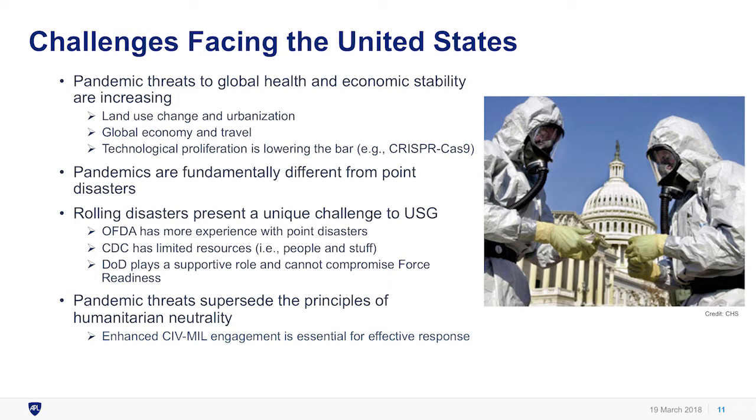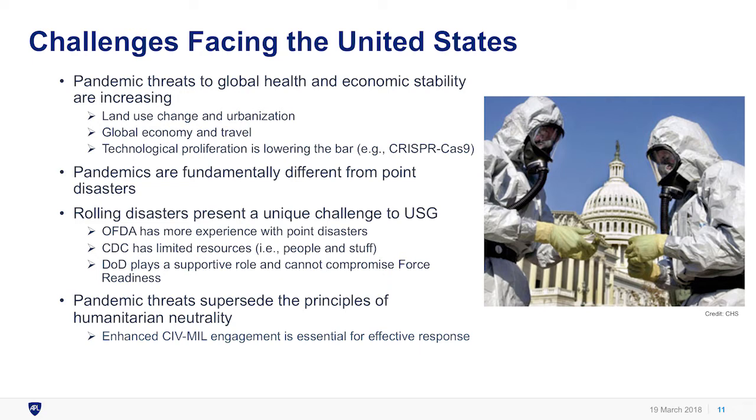They don't necessarily have all of the subject matter expertise that they need. CDC absolutely has the subject matter expertise that's necessary, but they don't have the total number of people or stuff that's necessary to respond. DoD has all of the people and stuff, but they take a supportive role, right? It's not their primary job to respond to Ebola. It's not their primary job to respond to a disaster, and we have to recognize that. Their primary job is combat operations, and they have to maintain force readiness.